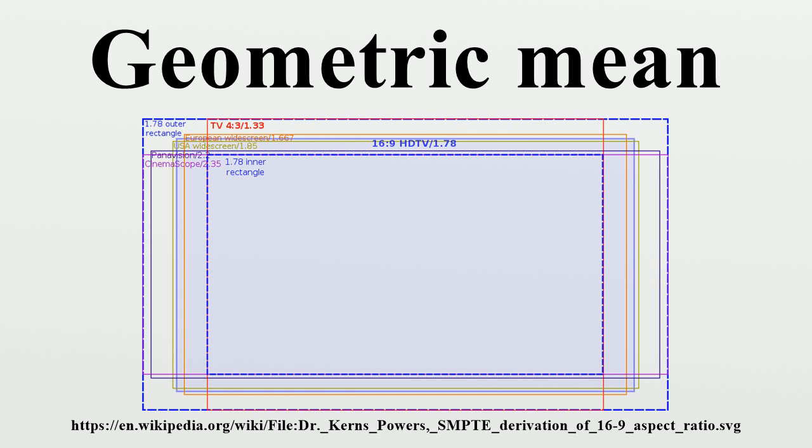The geometric mean can be understood in terms of geometry. The geometric mean of two numbers, a and b, is the length of one side of a square whose area is equal to the area of a rectangle with sides of lengths a and b. Similarly, the geometric mean of three numbers, a, b, and c, is the length of one side of a cube whose volume is the same as that of a cuboid with sides whose lengths are equal to the three given numbers.